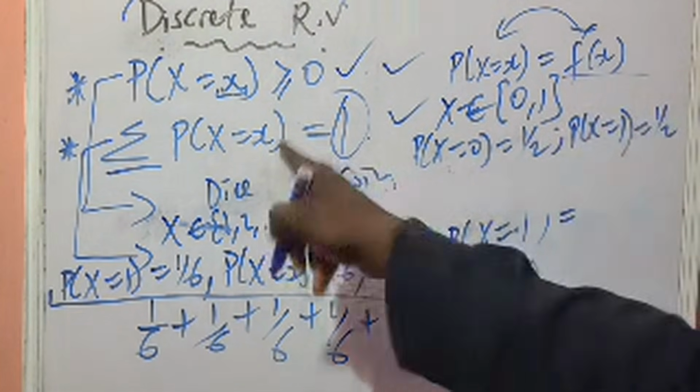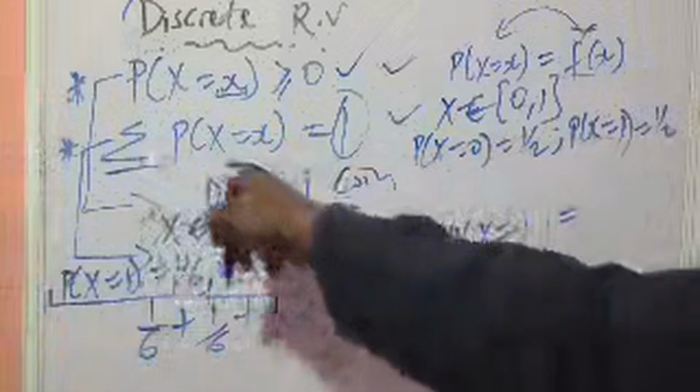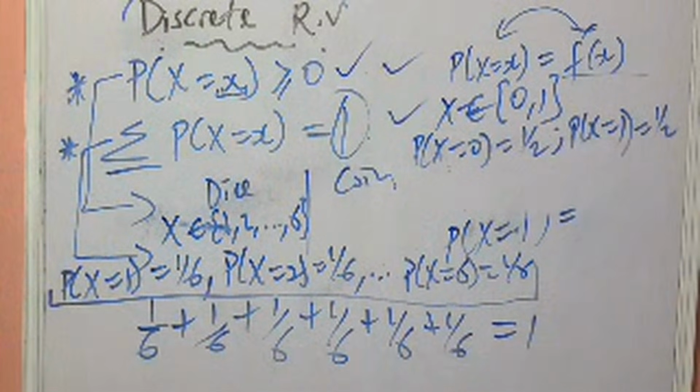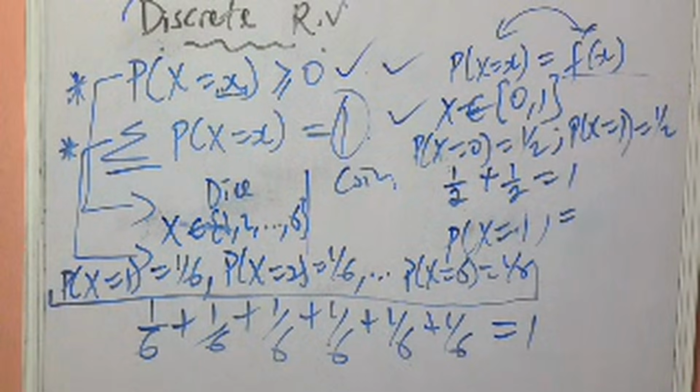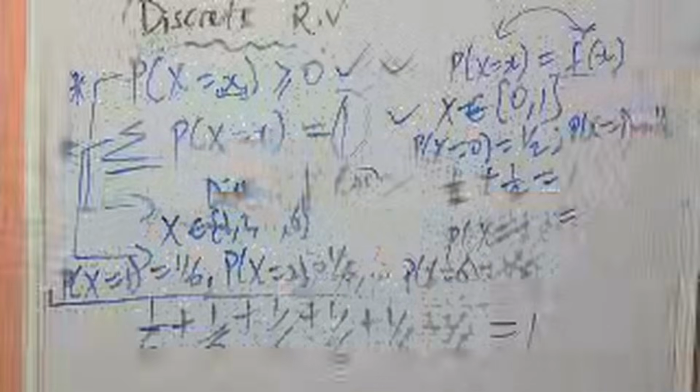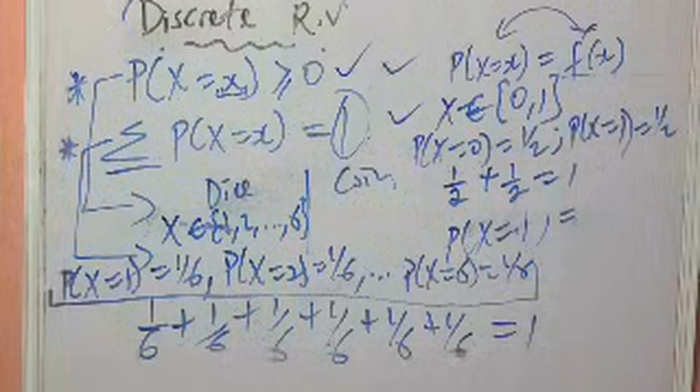Now, let's see if tossing a coin is a discrete random variable. Let's add all the probabilities of the random variable: 1 over 2 plus 1 over 2. What does it give me? 1. Obviously, the tossing of a coin is a discrete random variable. Now, if for any reason you add up all the probabilities and get a value less than 1 or greater than 1, that is not equal to 1, that will not be a discrete random variable.